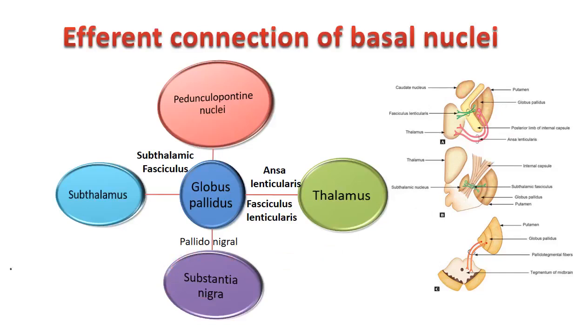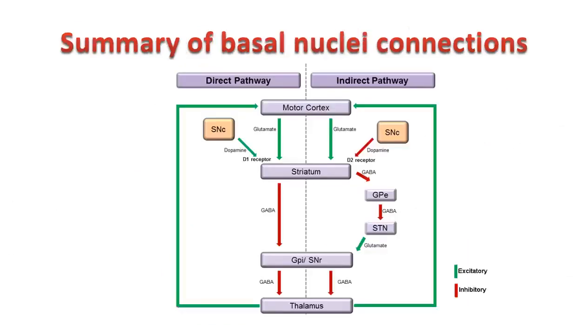Okay, so now if you look at the basic pathway, the summary of the basal nuclei connections, you see a direct pathway and an indirect pathway. So the basic arrangement is the cerebral cortex mainly projects to the striatum. You are able to understand. So this striatum in turn projects to your globus pallidus. This is called the globus pallidus externum and internum. So it is actually projecting to both the externum and internum from the striatum.